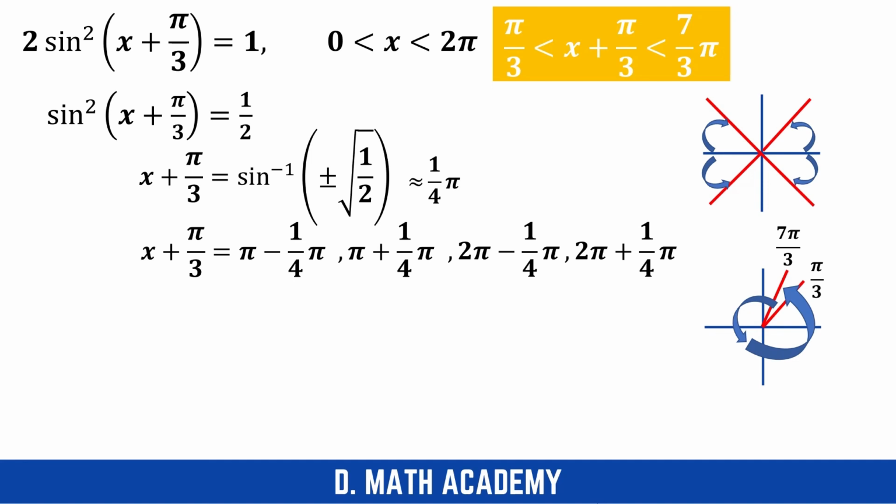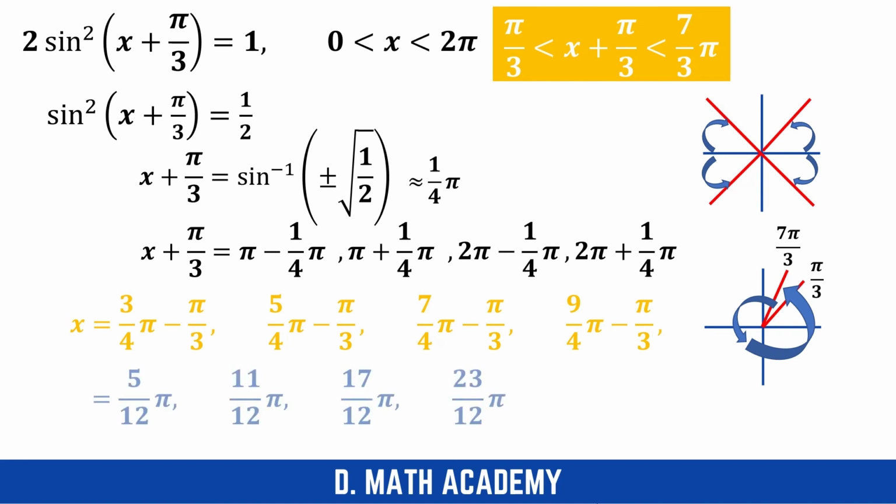So I ran the calculation, and I got x plus pi over 3 equals to 3 over 4 pi, 5 over 4 pi, 7 over 4 pi, and 9 over 4 pi. Minus everything by pi over 3, then you'll be able to get your final results as 5 over 12 pi, 11 over 12 pi, 17 over 12 pi, and also 23 over 12 pi. So this is pretty much how they will test you in your exam.